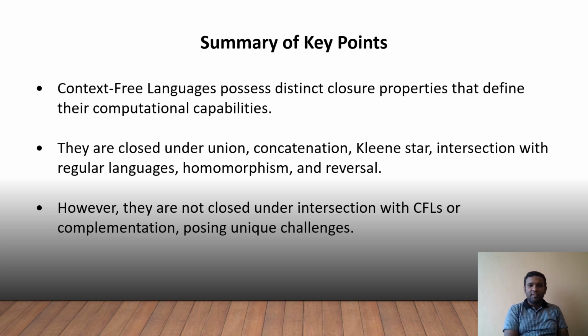Summary of key points. Let us summarize and conclude the video. Context-free languages possess distinct closure properties that define their computational capabilities. They are closed under union, concatenation, Kleene star, intersection with regular languages, homomorphism, and reversal. However, they are not closed under intersection with CFLs or complementation, posing unique challenges. This is the real summary of key points which we saw in the video.